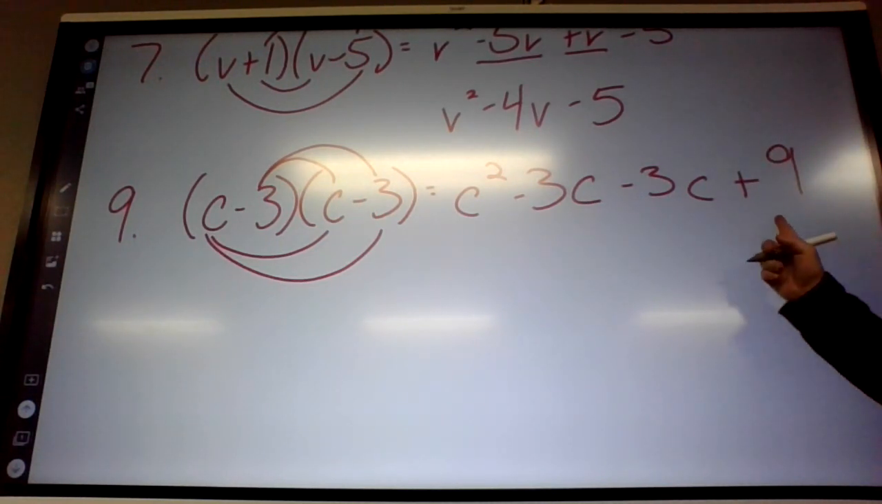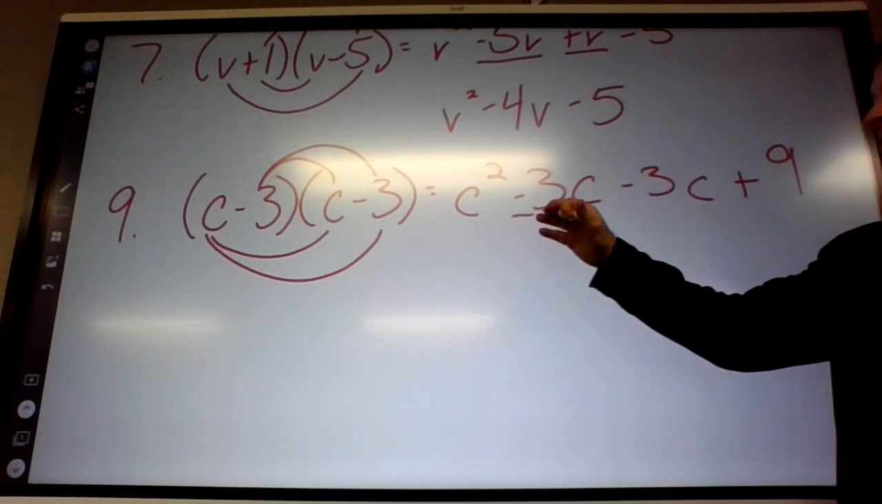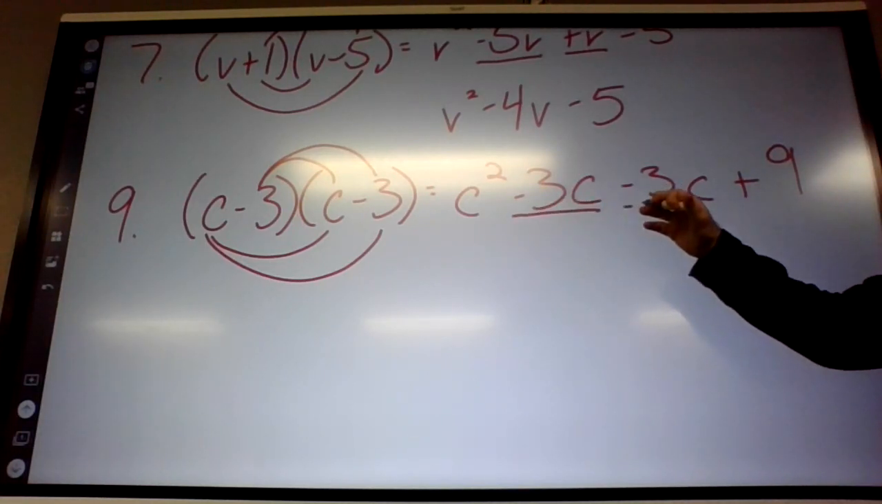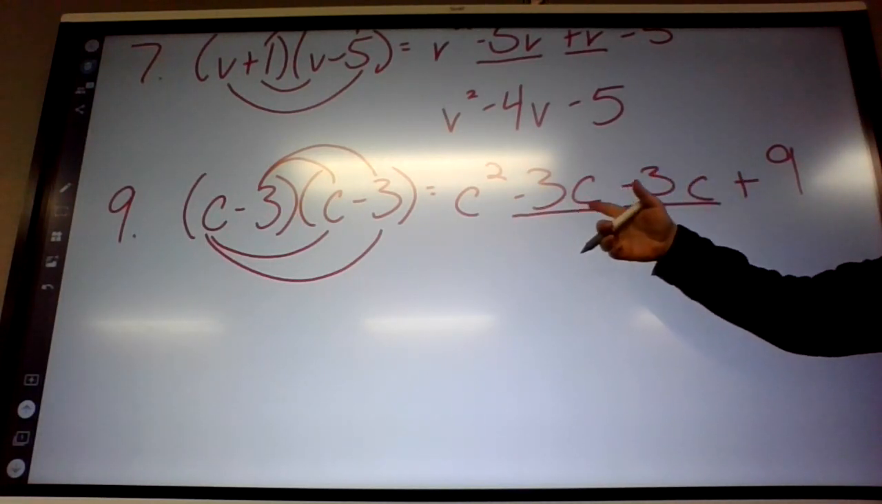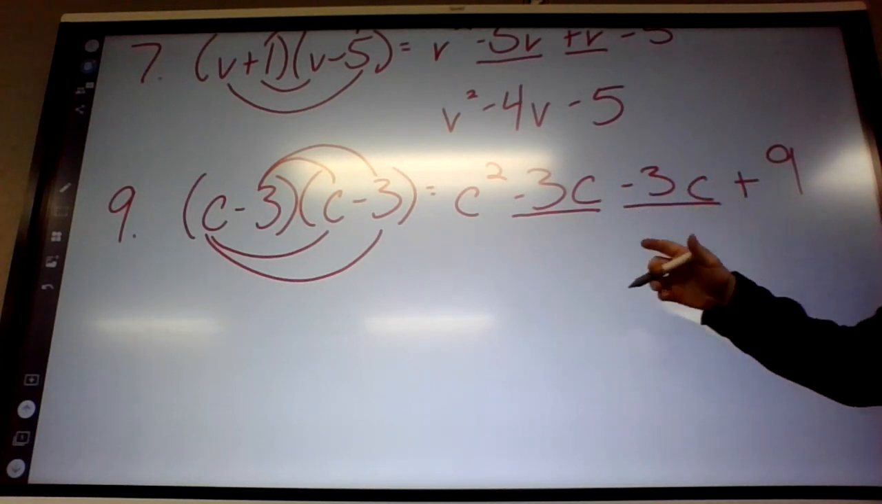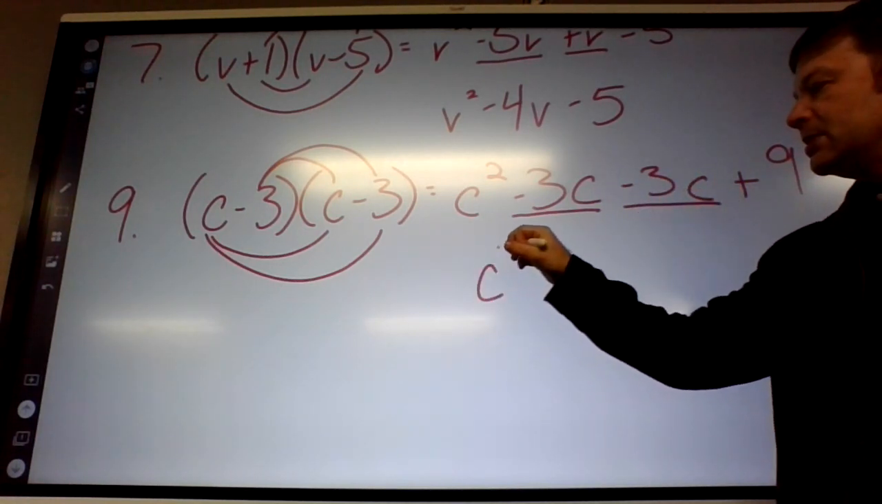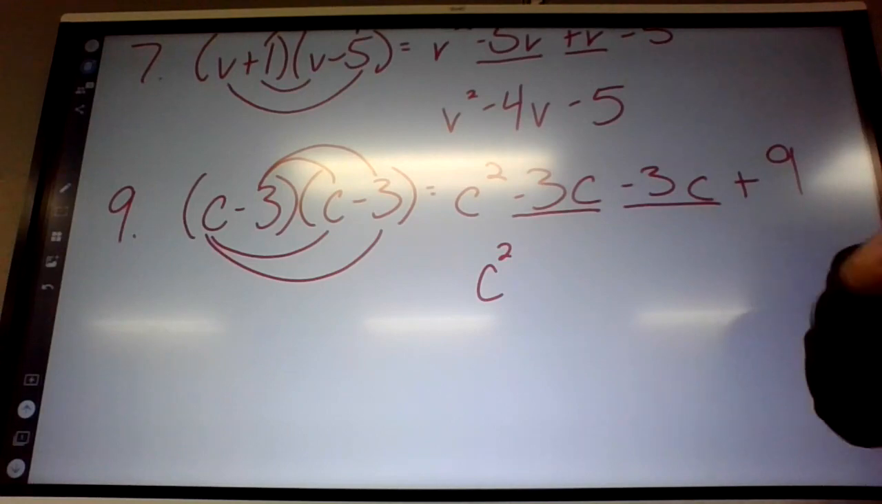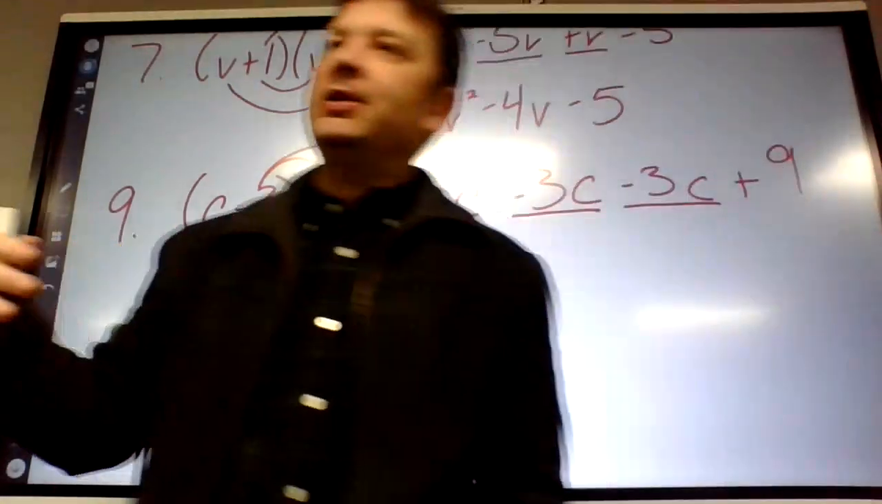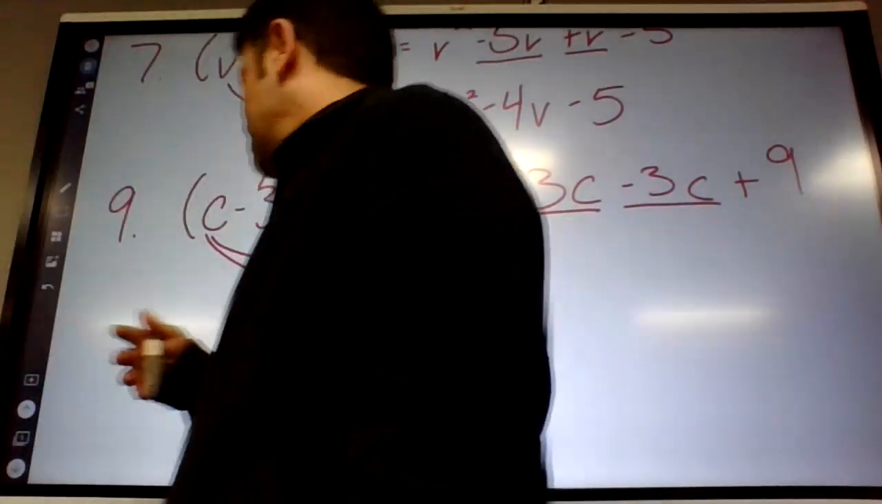Okay, so that was multiplying, and then when we go back to simplify, we're adding and subtracting. So what's -3C minus 3C? -6C.